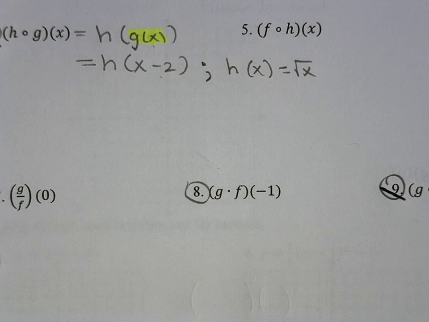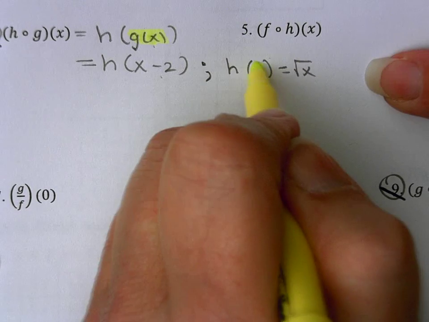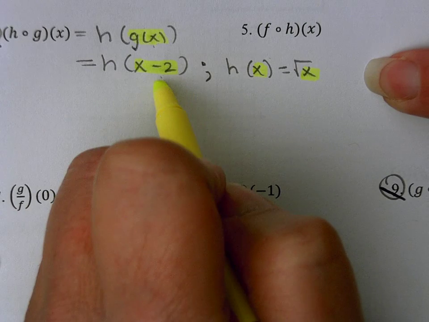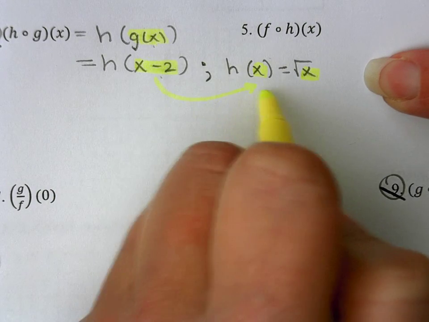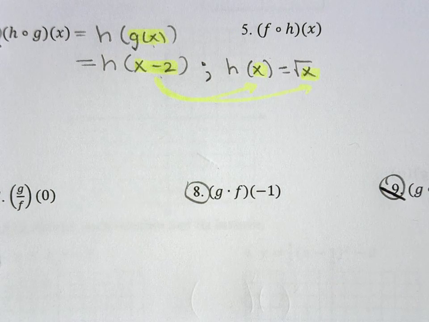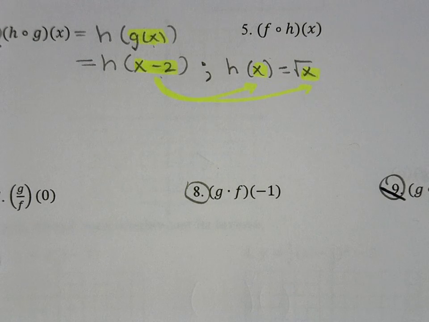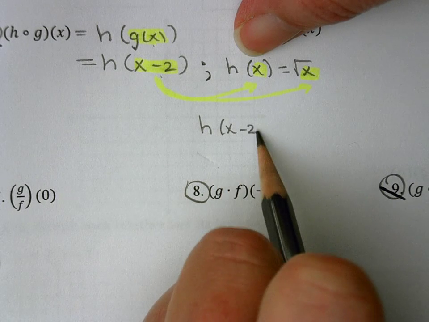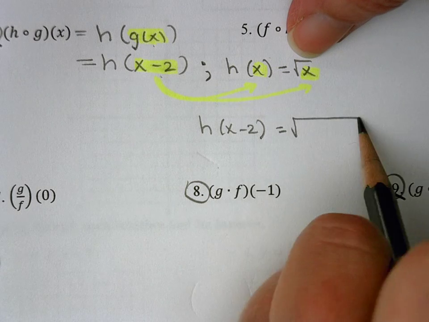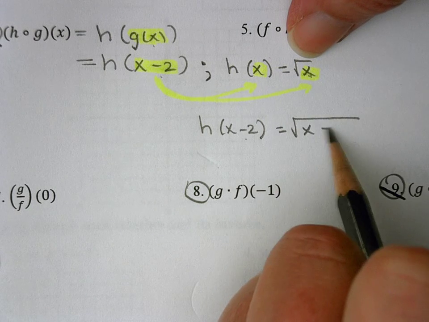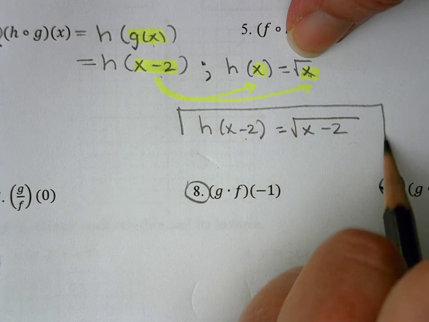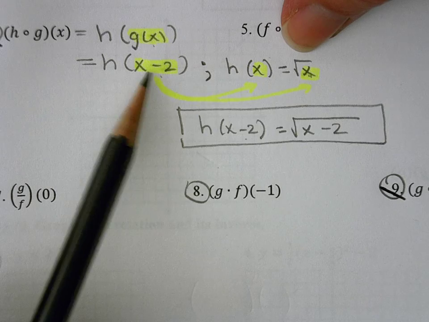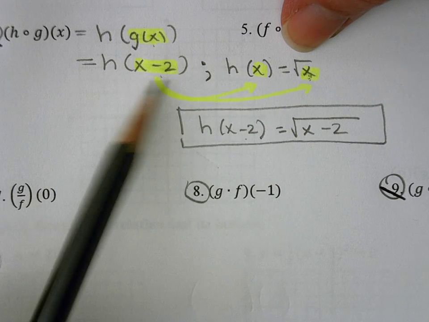So what I want to do here is anywhere I see an x, I want to replace it with x minus 2, right? I'm going to replace x minus 2 in for the x's that I have over here, because that's what they're wanting me to do. So where there's an x, I replace with x minus 2. So then I know that h of x minus 2 is equal to the square root of, instead of x, x minus 2. All I did was take my h of x equation and replace the x here with x minus 2.